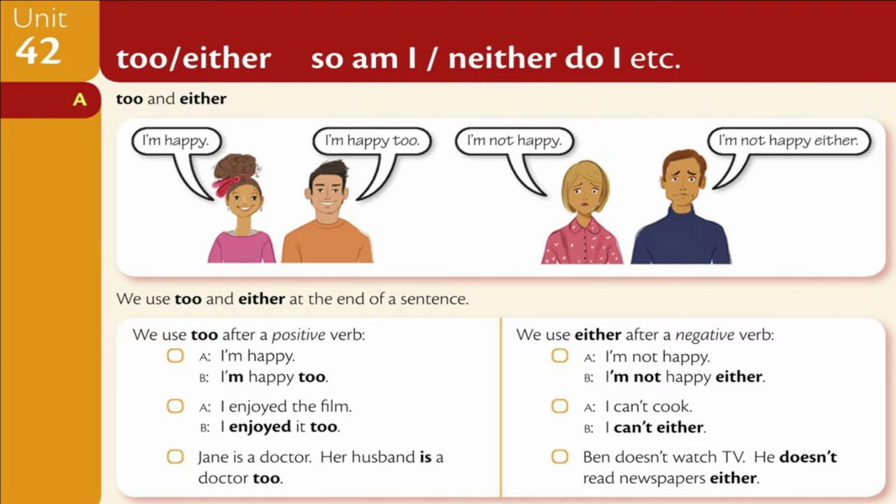We use either after a negative verb. A. I am not happy. B. I am not happy either. A. I can't cook. B. I can't either. Ben doesn't watch TV. He doesn't read newspapers either.